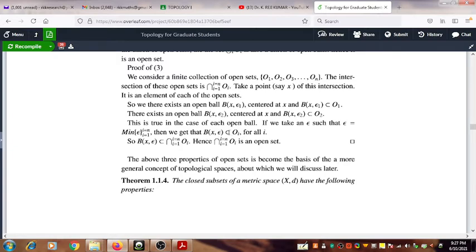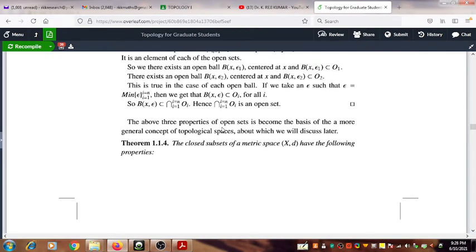So when we consider the intersection of all open sets, you can see that the open ball B(x, epsilon) is contained in the intersection of all the Oi, and it also contains the point x. So we can conclude that the intersection of Oi, where i varies from 1 to n, is an open set.